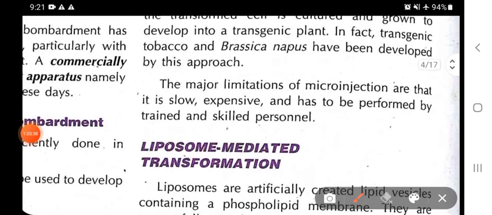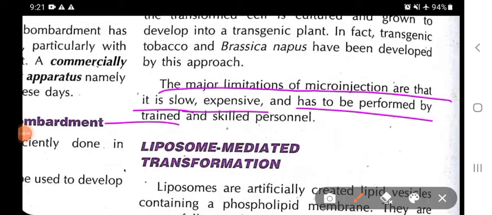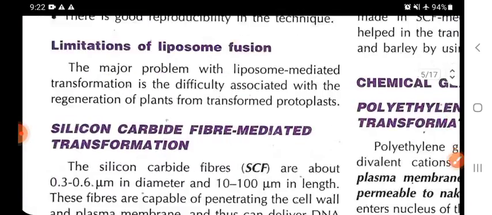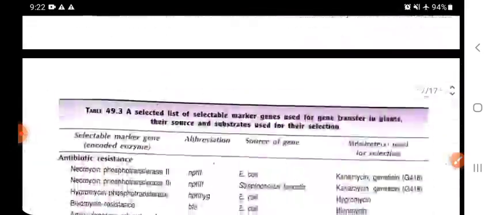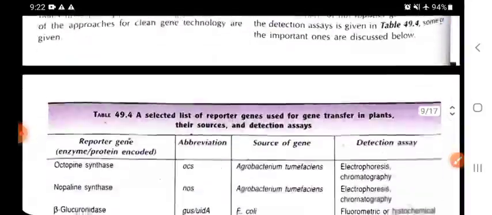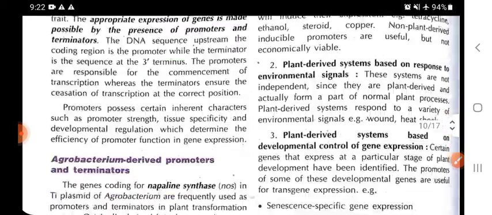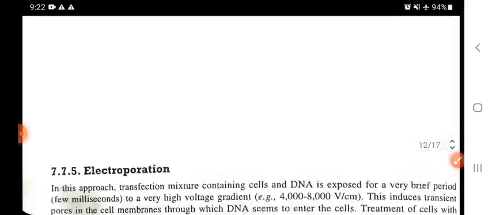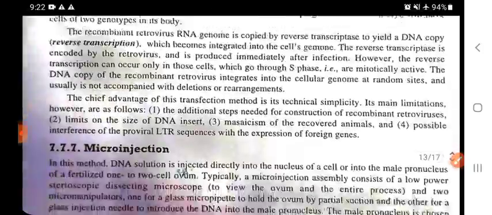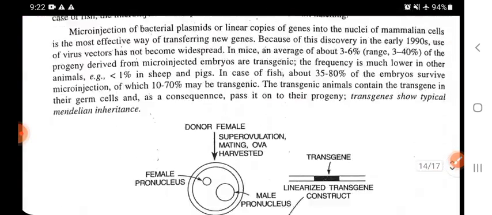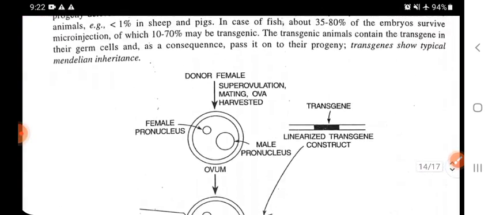The main limitation of microinjection is that it is slow, it is expensive, and it has to be performed by trained and skilled personnel. Otherwise, you will not get successful results. Let us see the microinjection technique in the case of animal cells.